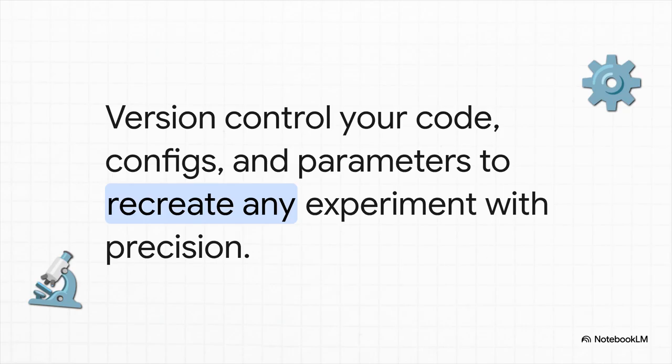This is huge. By versioning your scripts, your config files, and all your hyperparameters, you can lock in the exact state of any experiment. That means you, or anyone on your team, can jump back to a specific commit and get the exact same result. Your work is no longer a one-off, it's scientifically sound.